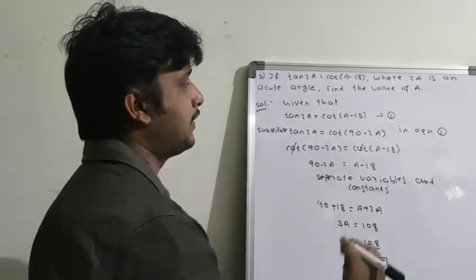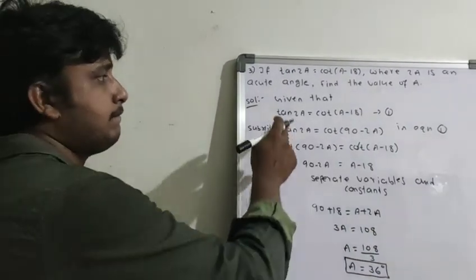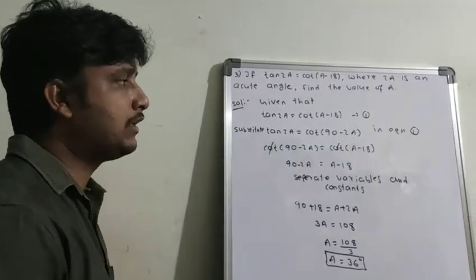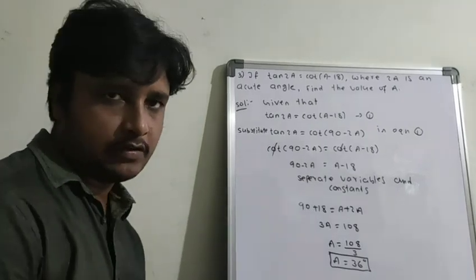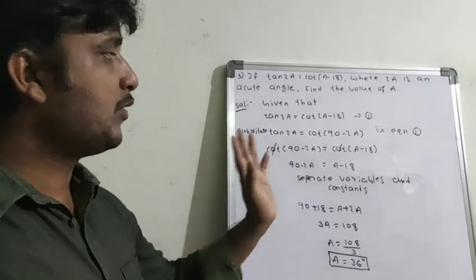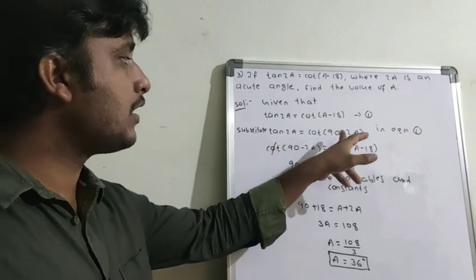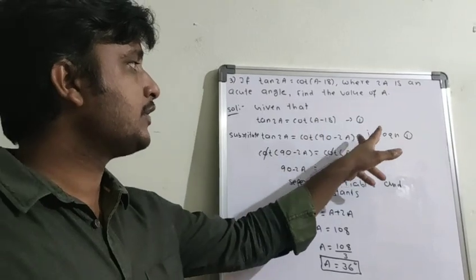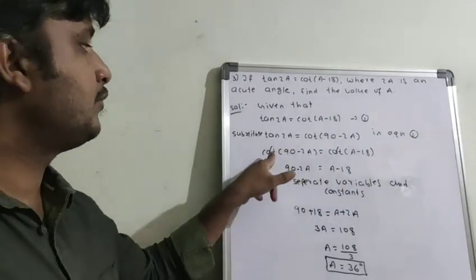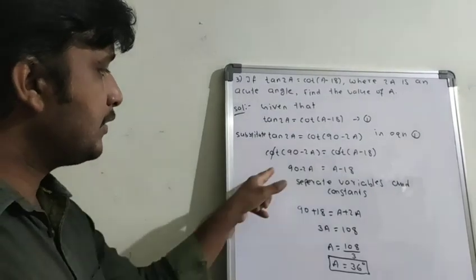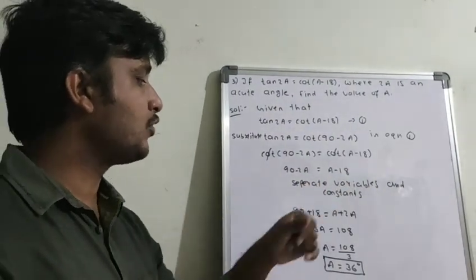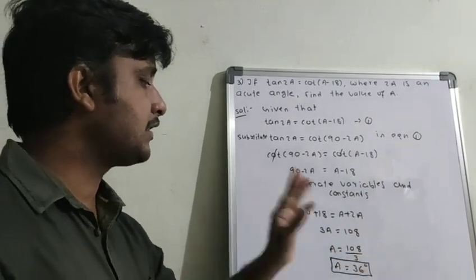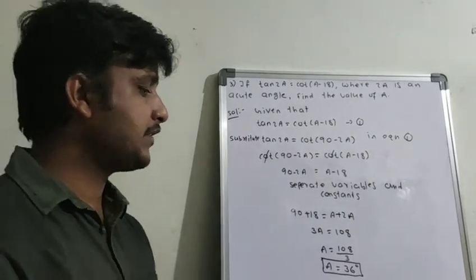So this is the way you have to find out the a value. So I am repeating again. Given that tan 2a equal to cot a minus 18, if it is tan theta on the left hand side and cot a on the right hand side, it is not possible to find out a value. So by using the complementary angles concept, tan 2a you can write as cot 90 minus 2a. So substitute tan 2a equal to cot 90 minus 2a in equation 1. After substituting on both sides, cot gets cancelled. So 90 minus 2a equal to a minus 18. Separate variables and constants. 90 plus 18 equal to a plus 2a. So 3a equal to 108 and a equal to 108 by 3, which is 36 degrees. So this is the way you have to find out the a value.